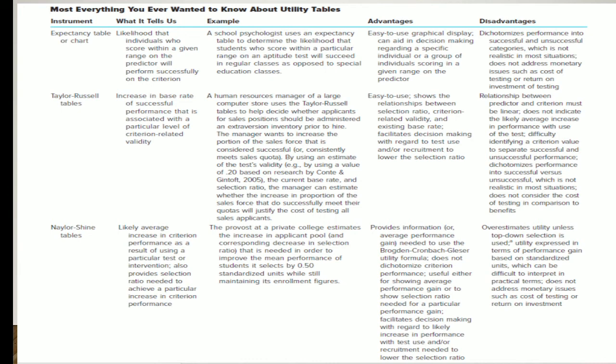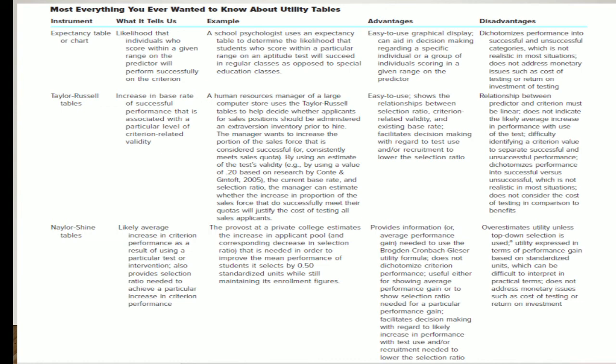Through this, the manager can estimate whether the increase in proportion of the sales force that do successfully meet their quota will justify the cost of testing all sales applicants. It's advantageous since this instrument is easy to use and shows the relationship between selection ratio, criterion reliability, and existing base rate, while it's also disadvantageous since the relationship between predictor and criterion must be linear, so it does not indicate the likely average increase in performance with use of the test.